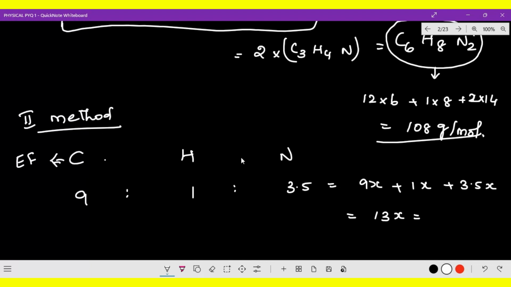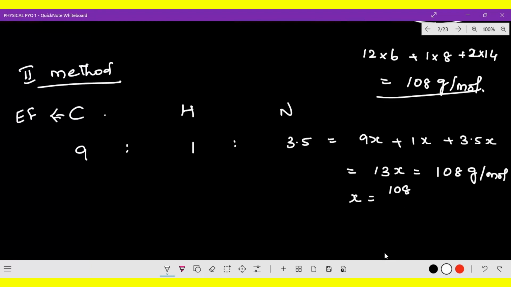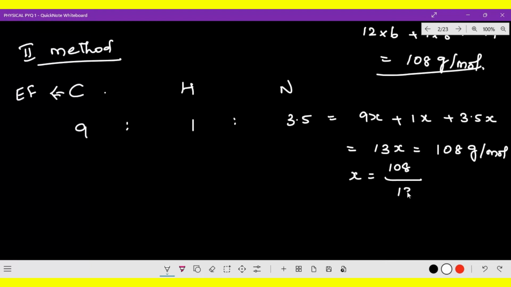Now the molecular mass they have provided. How much molecular mass? It is 108. So 13.5x equals 108 gram per mole. So that means x equals 108 divided by 13.5. So you just make it simple, multiply with 10 on both sides, so while calculating you will get 8.